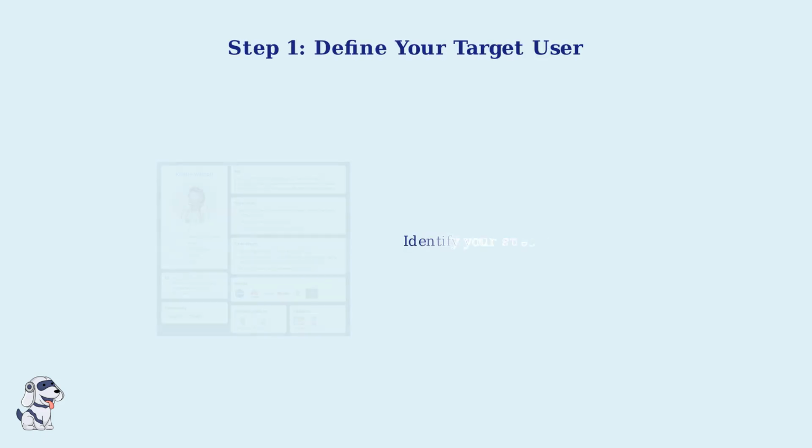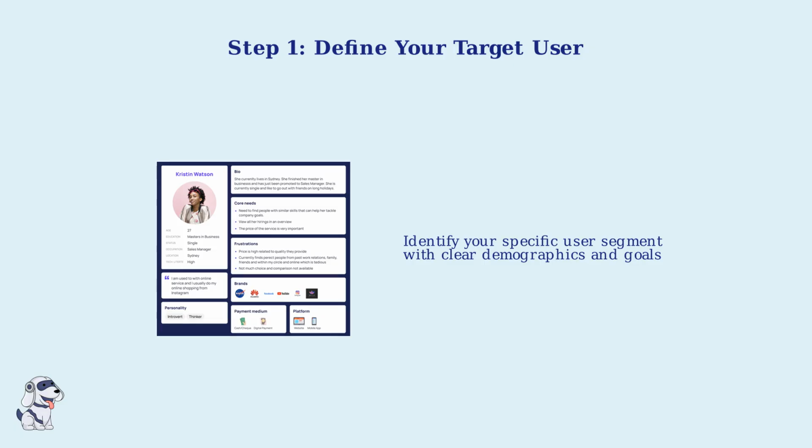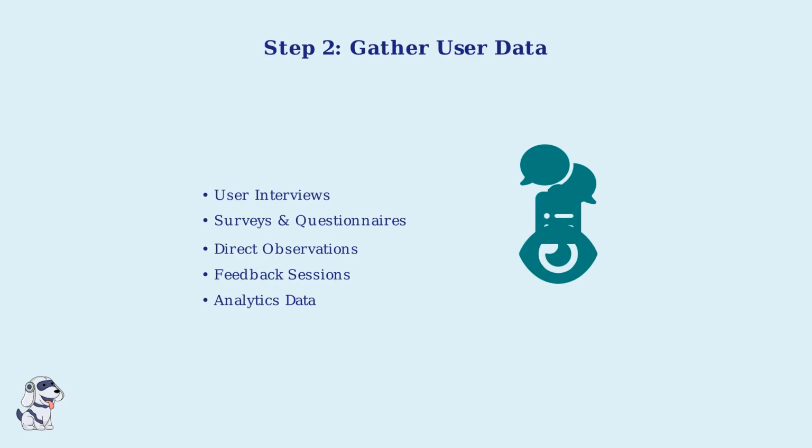Creating an empathy map follows a systematic 7-step process. The first step is to clearly define your target user or persona. This provides focus and ensures your empathy map addresses the right audience. Step 2 involves gathering comprehensive data about your users.